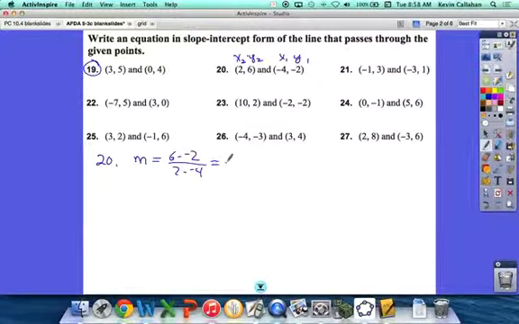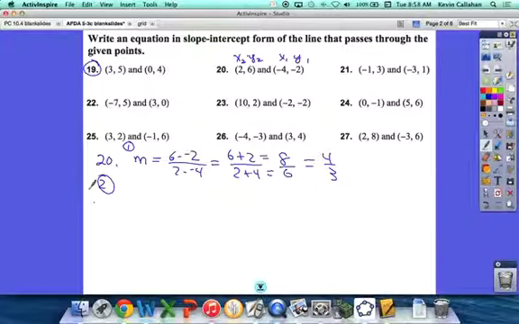What is 6 minus negative 2? 8, right? It's like 6 plus 2, which is 8. And in the denominator, 2 minus negative 4 is going to be 2 plus 4, which is 6. All right, so this is 8 over 6, which is 4/3. Okay, what do you do with the slope? That was step 1.